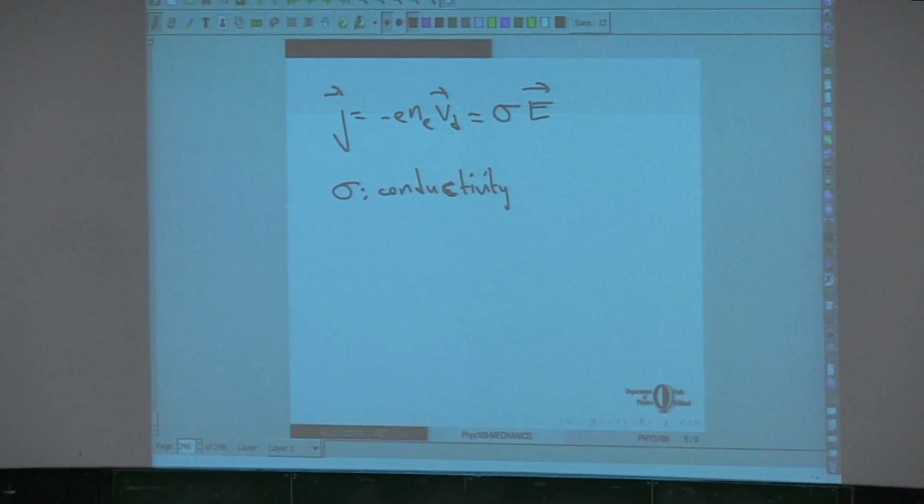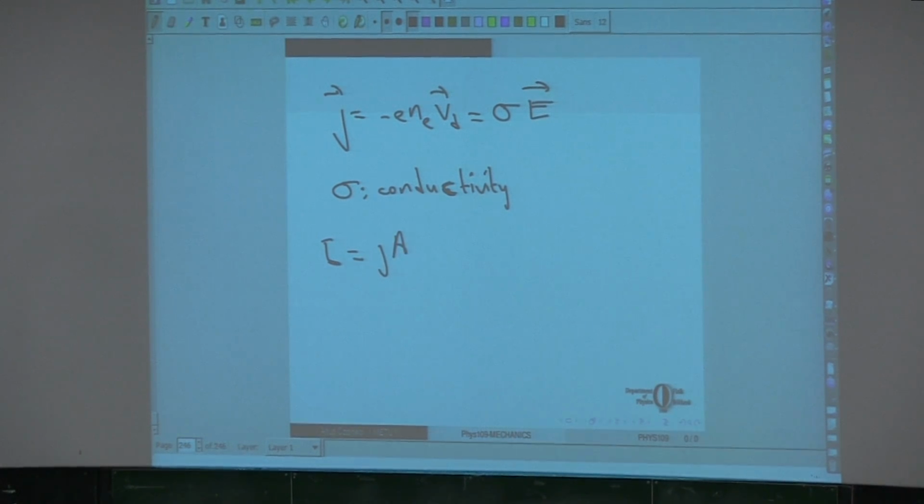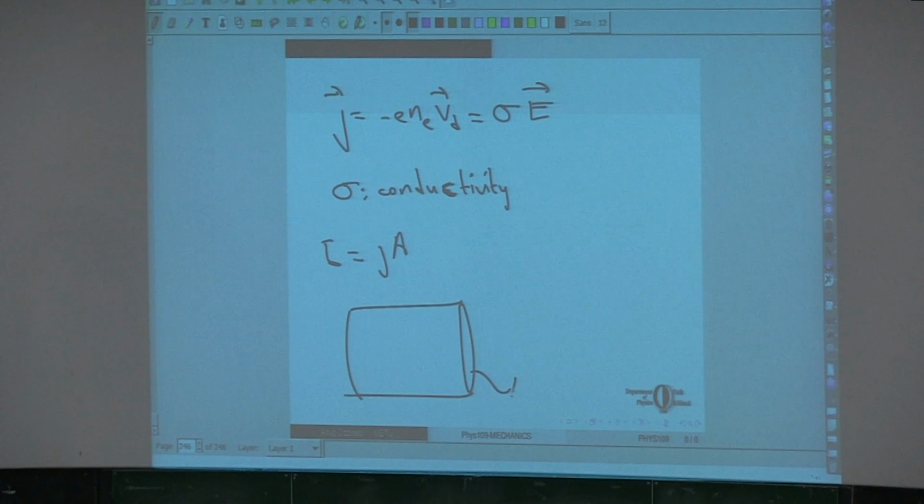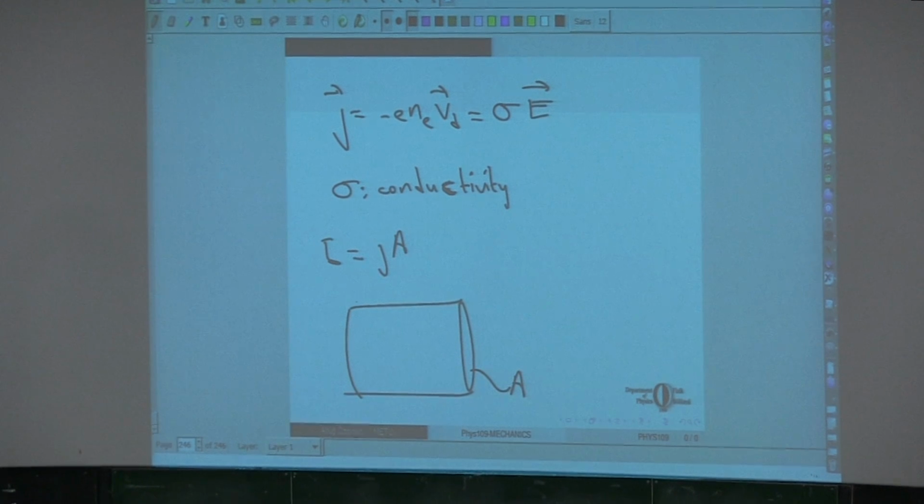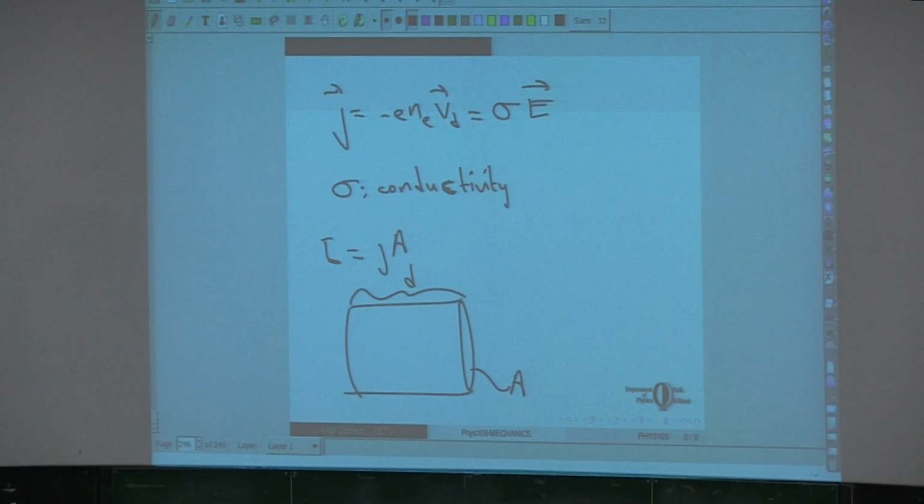Now if this is the electric field, this is the current density, and let's just assume that it is homogeneous everywhere. So the current will be J times A. A is the area of our material. So I have this material, I'm imagining this material. It has a cross-sectional area A. Let's say it has a length D. And then I have some uniform current density running through it.